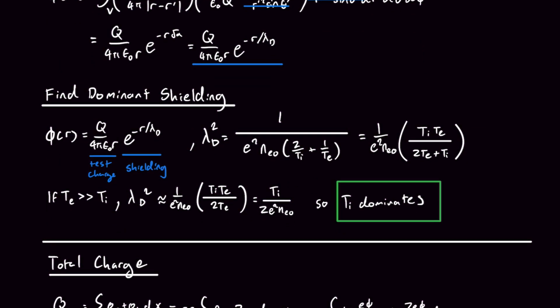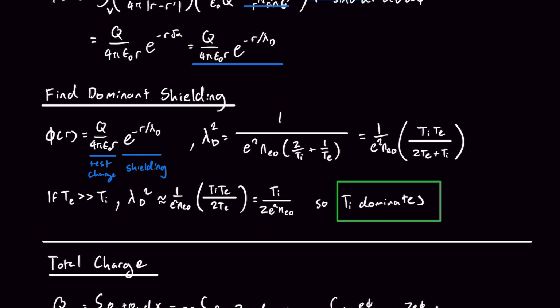Okay, so let's just simply get the Debye length. And then over here, we'll see that the test charge is going to be q over 4 pi epsilon r. So that's just the test charge. It has nothing to do with shielding. But then our shielding term is going to be e to the power of negative r over lambda d. And if it's e to the power of negative r over lambda d, then the lambda d term is what contributes to the shielding. So we want to look at what causes this lambda d to change.